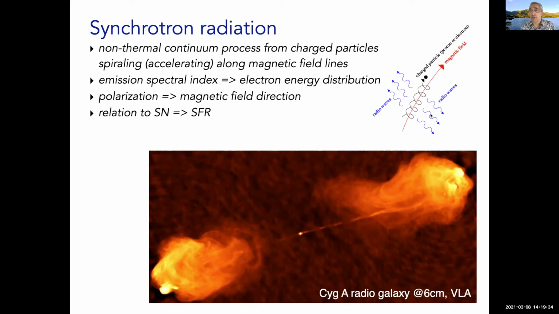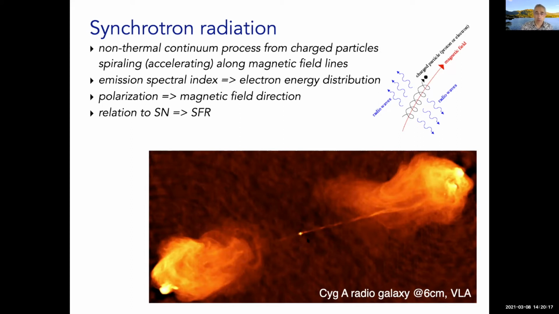The distribution of electron energies affects the spectrum of the radiation that is produced. And so by measuring the SED, the spectral energy distribution, you can infer something about that electron energy distribution. Because of the direction imposed by the geometry, you can learn something about that from the polarization of the light. And finally, because this requires very fast-moving electrons that are generally created in supernova shocks, or AGN, it tells you about these supernovae, which relates to massive stars which have short lifetimes, and therefore it tells you about the star formation rate.